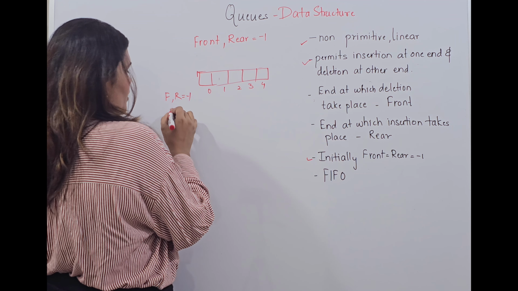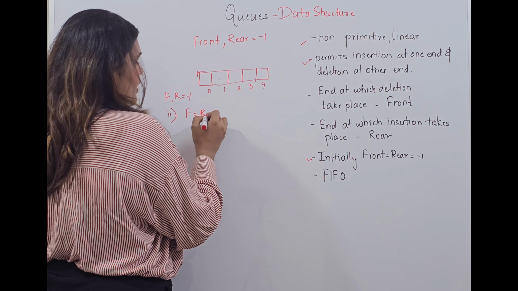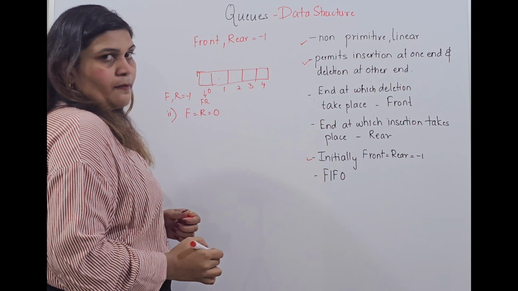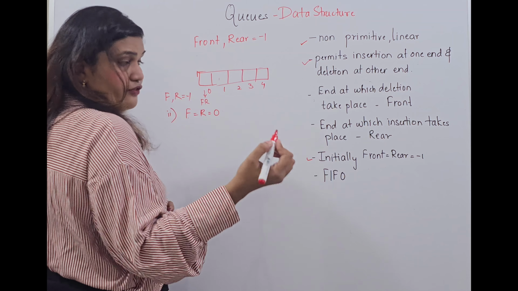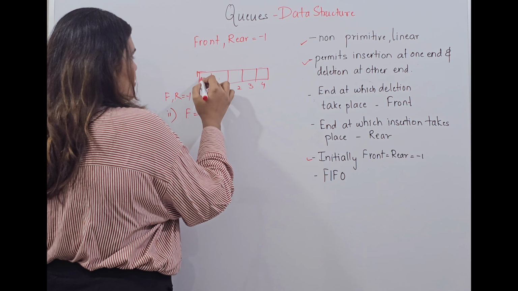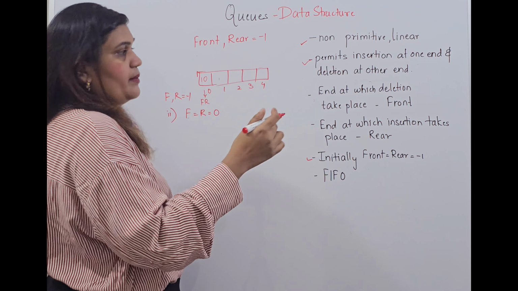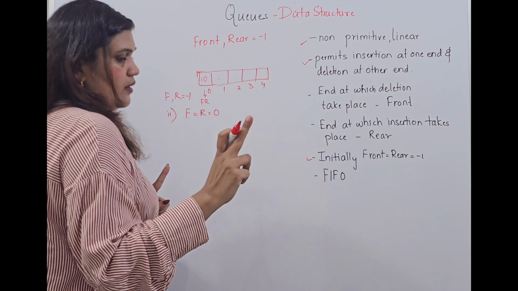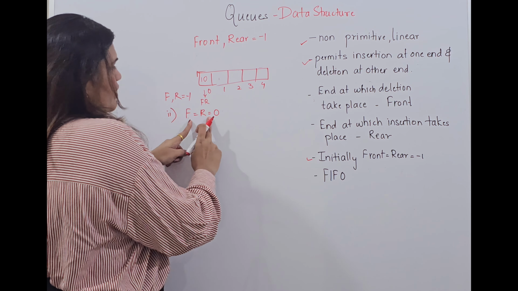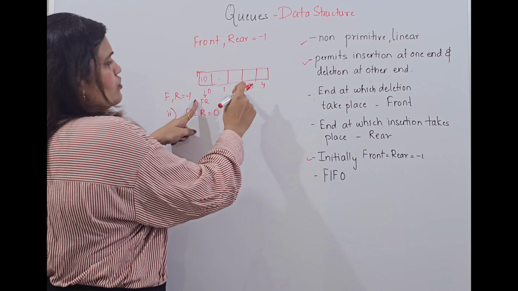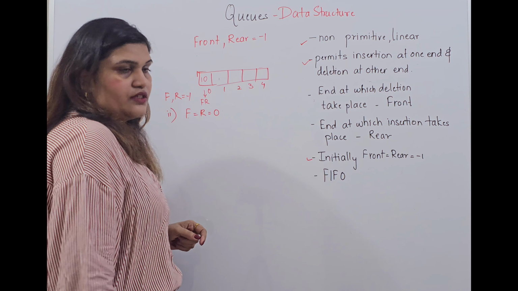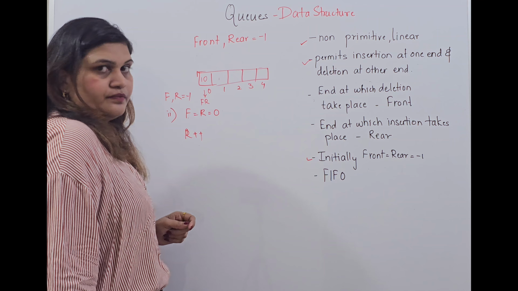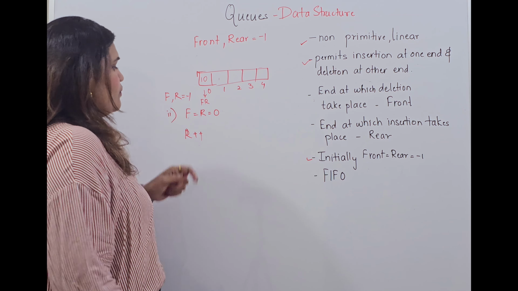So your second point would be: front equal to rear equal to 0. Now my front and rear are pointing here. I'll insert the element with an insert function. Now I want to insert my second element. Here I'm not going to pick up both. Only rear will increment. So at first execution, your front and rear should come to 0, and then your rear goes on incrementing when you're inserting an element. Clear? Your rear will be incremented.